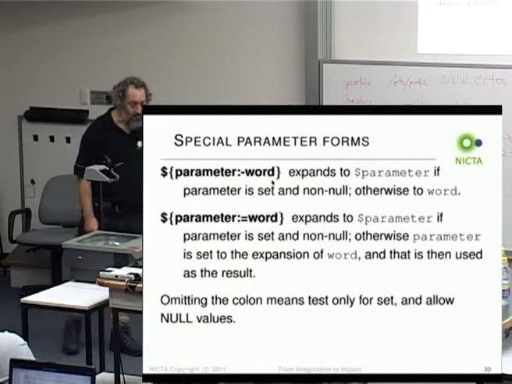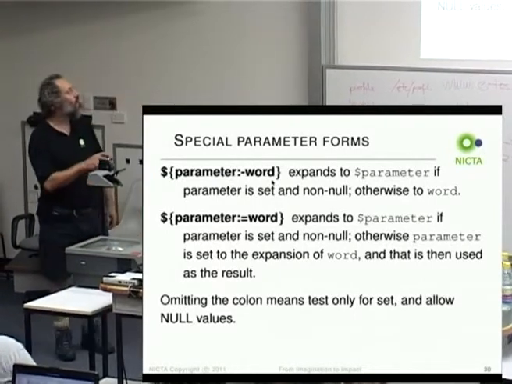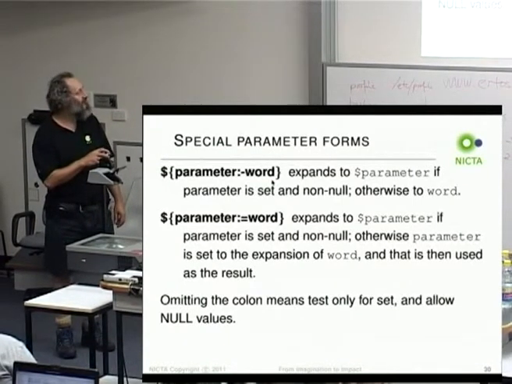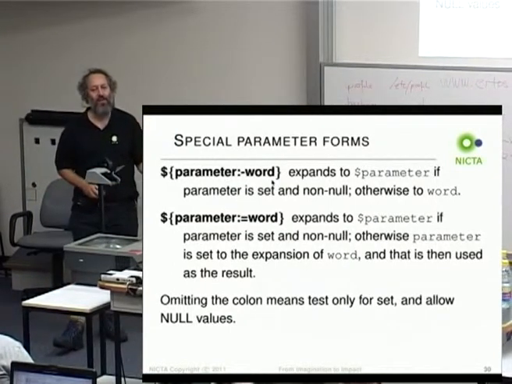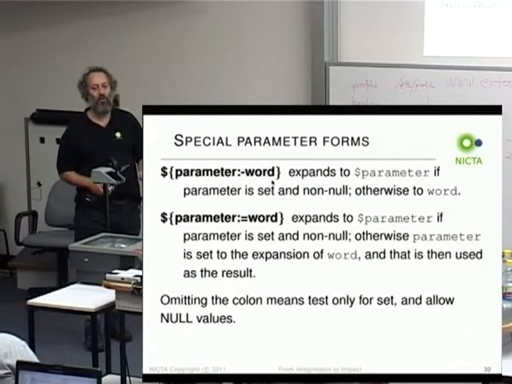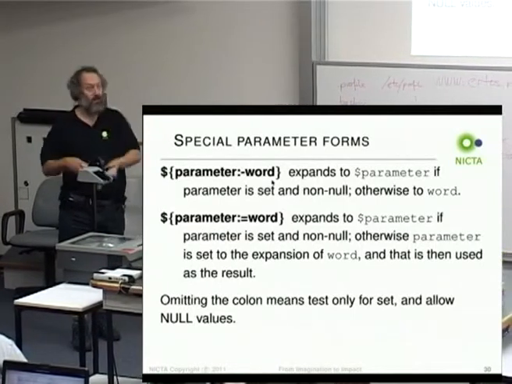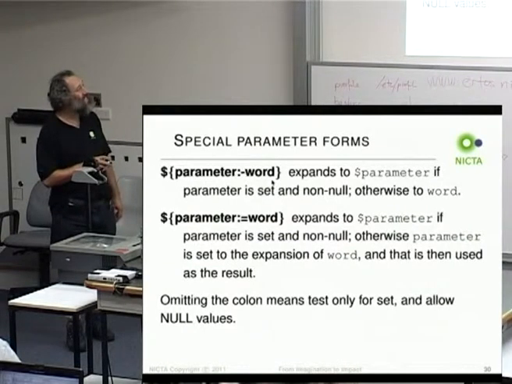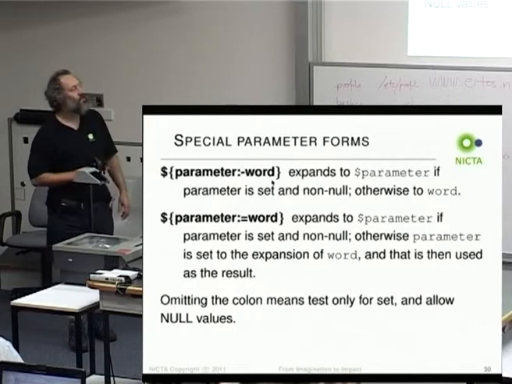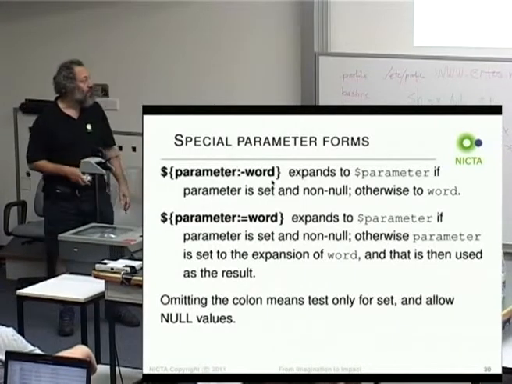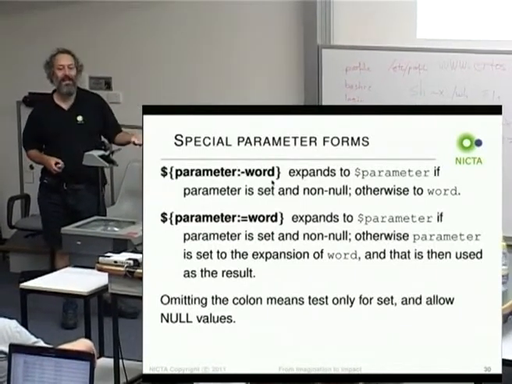Right? Some special parameter forms. And we'll be using these again later too. You'll notice this one's brace surrounded. Parameter is the name of the variable, and then you've got a colon and a dash. That says if parameter is set and non-null, use it. If it's either not set or null, that is, it's set to nothing, use the value of word instead. This one here does the same, but it also initializes parameter to the value of that word. This is really useful for setting defaults for things. If you omit the colon, it means only test for set and allow nulls.